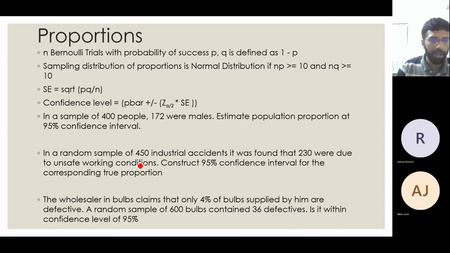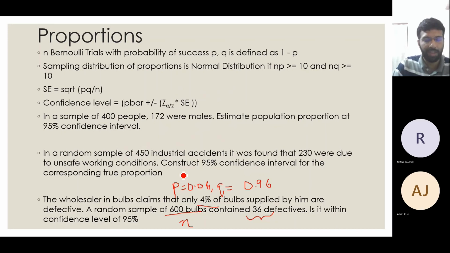Now one more last example for today. The wholesaler claims that when he makes bulbs, only 4% are defective. So that means in this case P is 4%. So P is 0.04 and Q is 0.96. And then he tells that when you take a random sample of 600 bulbs, that is N, it contained 36 defective. So we have to find the confidence interval corresponding to the given values, and we have to see whether this value of 36 lies inside my confidence interval or outside, so that we can tell whether the wholesaler's claim is correct or not. So here also we can test at 95%.